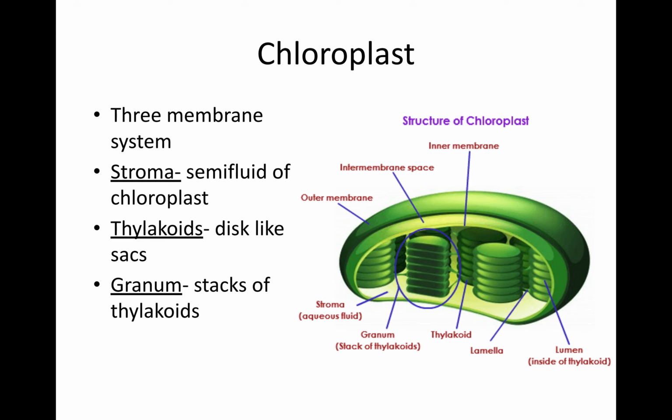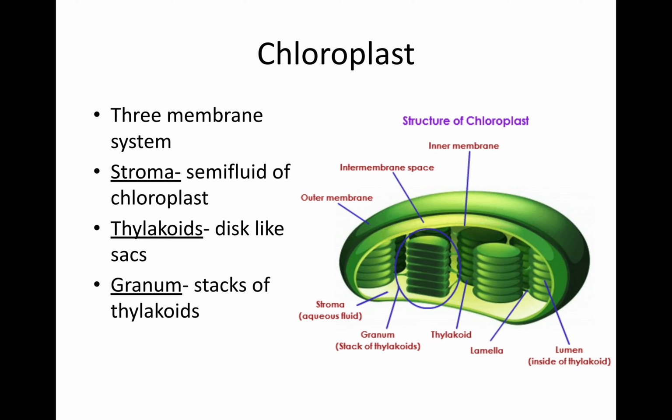But again, the stroma is space. Stroma starts with an S. Space starts with an S. Thylakoids are the discs inside the chloroplast. And if you stack a lot of thylakoids up, it's called a granum. I think of graham crackers. You know, graham crackers are stacked up all the time, real nice and neat. So is a granum.